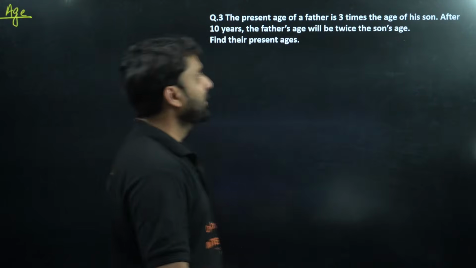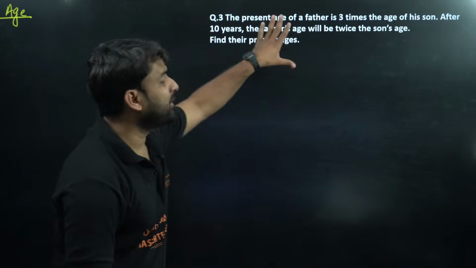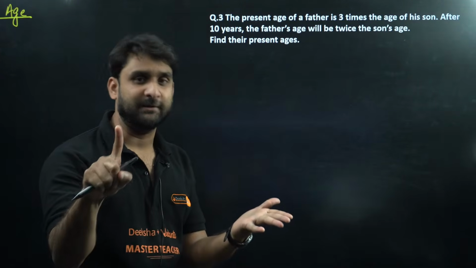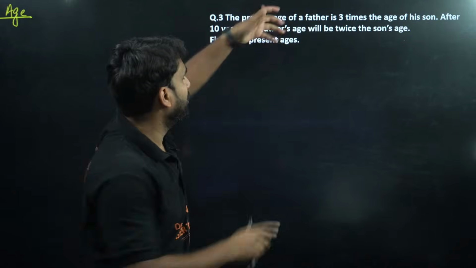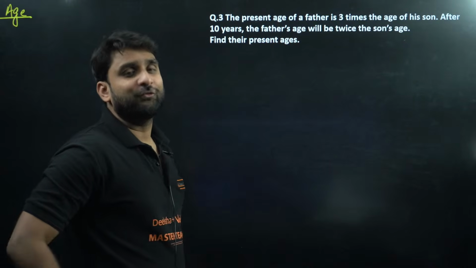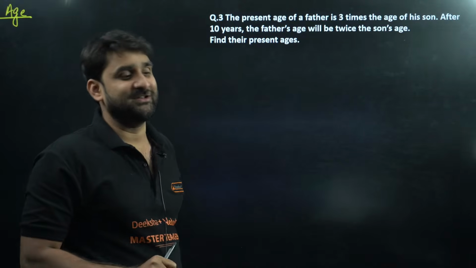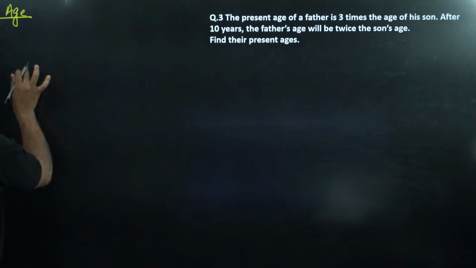So first find out how many persons are there in the question. There are two persons, father and son. We are talking about father and son. So what do we need to do here? Let their present ages be variables first.